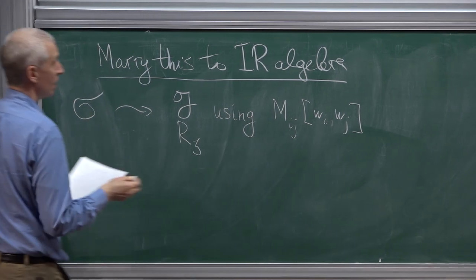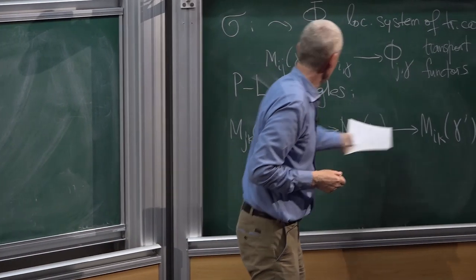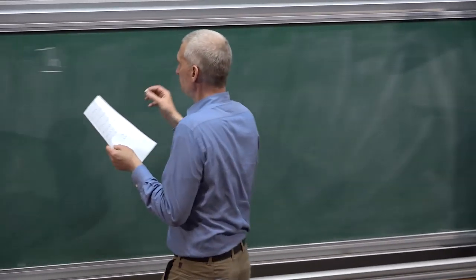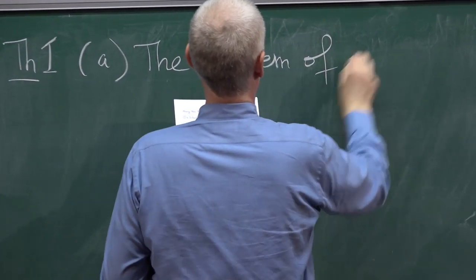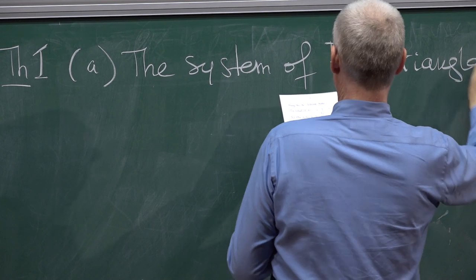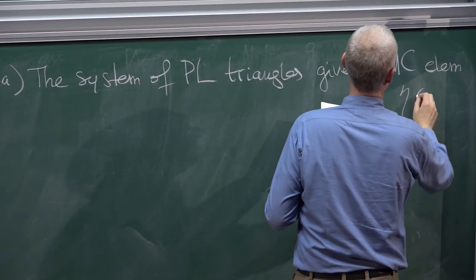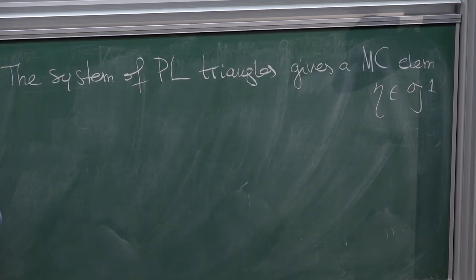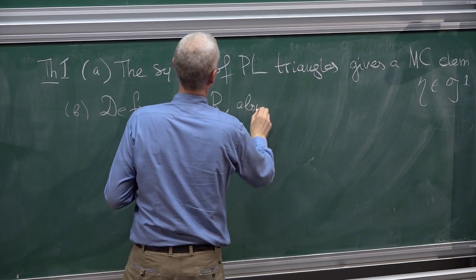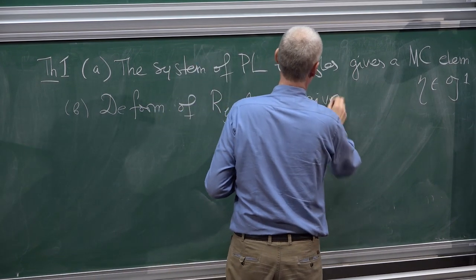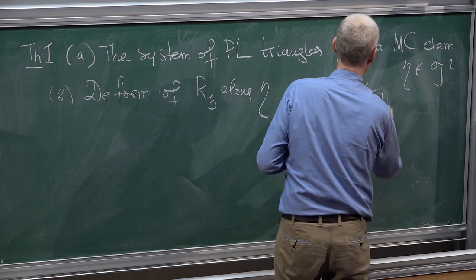And the theorem is, maybe I'll write it here. This Picard-Lefschetz triangle has information. It has some maps. It's not just an identity as a piece of data. Theorem one. A. The system of Picard-Lefschetz triangles gives a Maurer-Cartan element eta in G1. B. The deformation of R zeta along eta gives, so some algebra as the category of modules, the Fourier-Seidel category of the disk, and let me write disk with one corner.